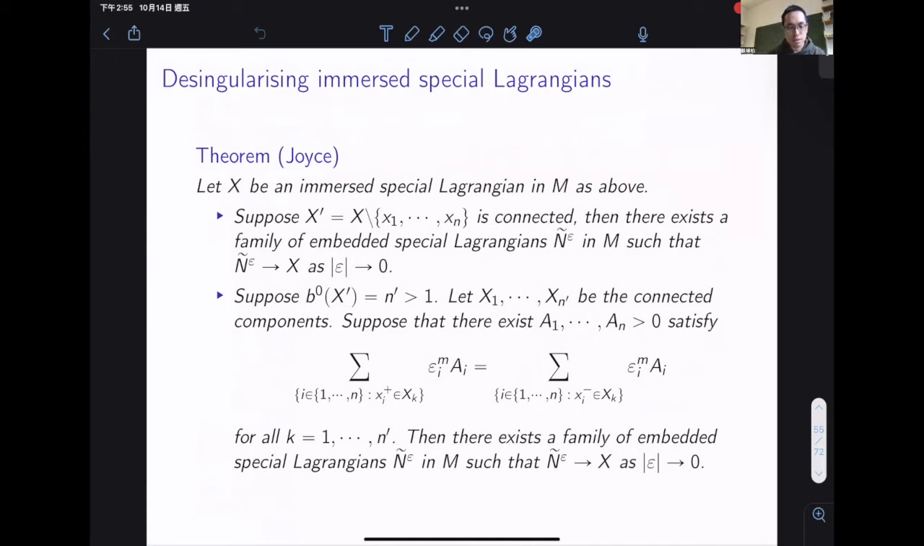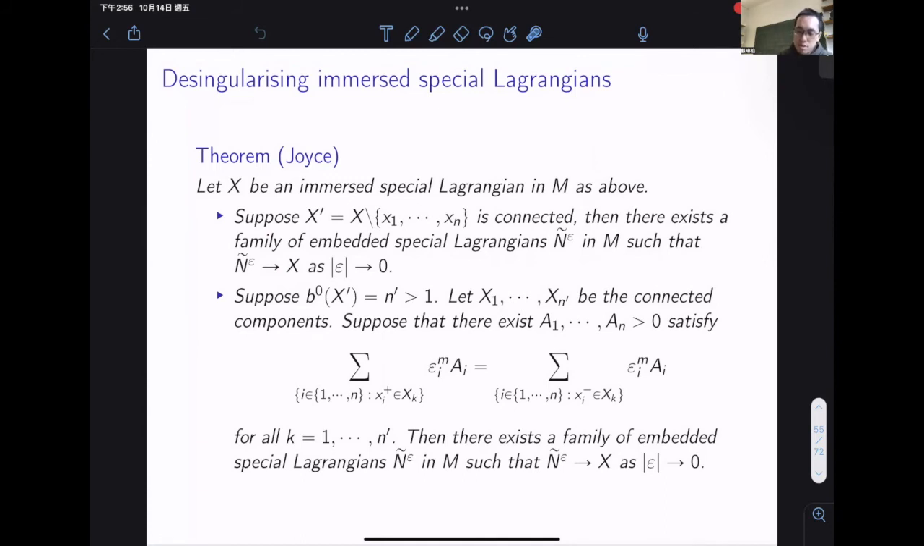Okay, so then we can state Joyce's theorem in this special case. If we remove all the immersed points x1 to xn and X' is still connected, then we can construct a family of embedded special Lagrangians N_epsilon tilde such that N_epsilon tilde converges back to X as epsilon goes to 0.